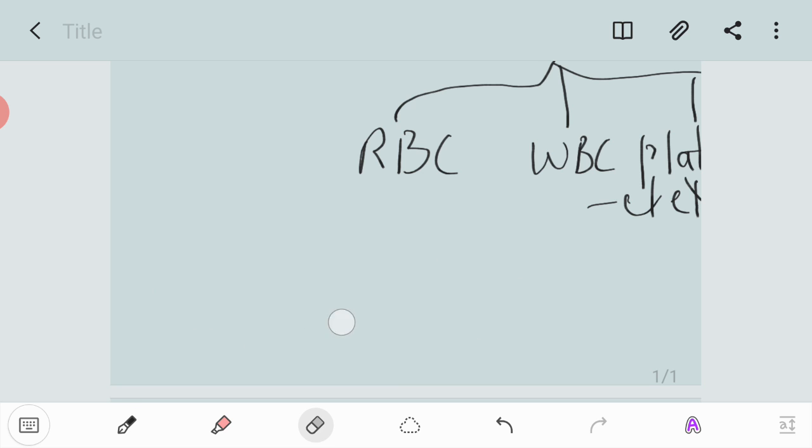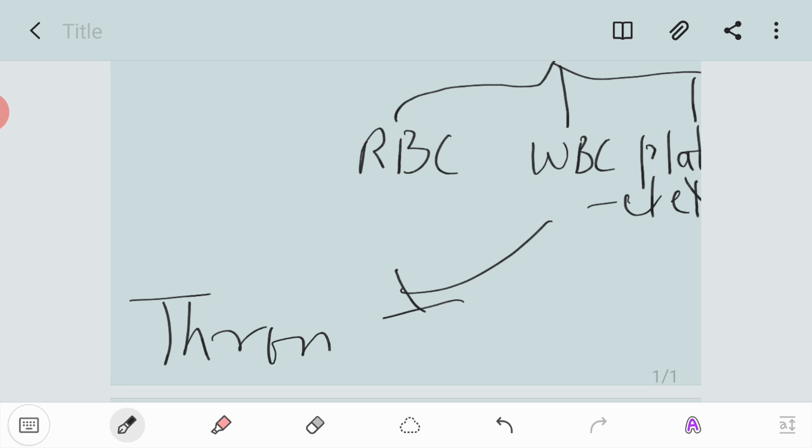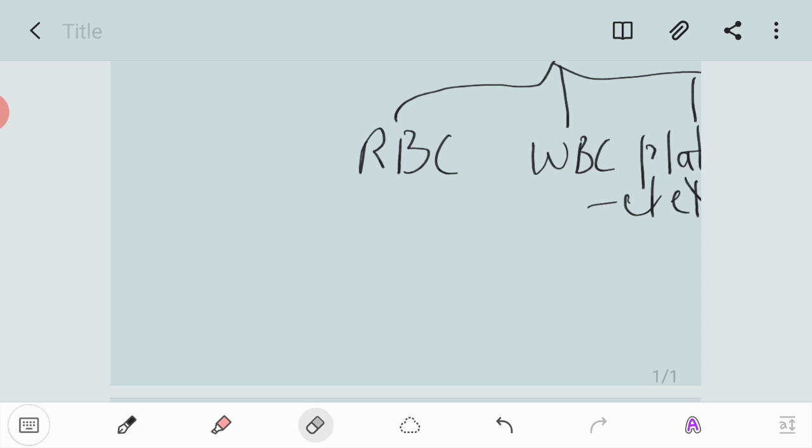And let's see the last one. Platelets are also known as thrombocytes. Remember this thing. Thrombocytes. So now we have got to know about it. Now let us see what RBC does in particular.